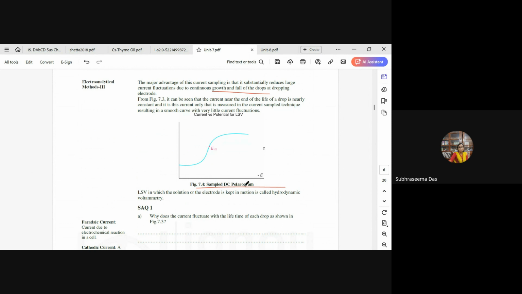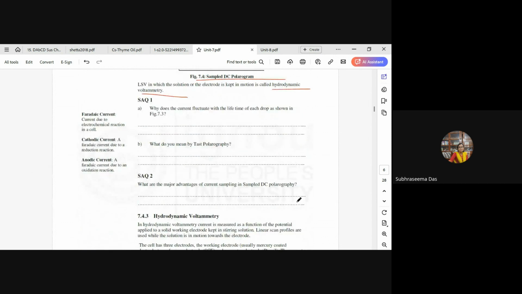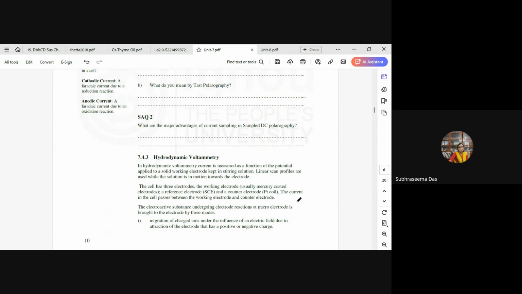So this is the LSV in which the solution or the electrode is kept in motion. It is called hydrodynamic voltammetry. Now coming to the details of hydrodynamic voltammetry. So here in this process, the current is measured as a function of the potential applied to a solid working electrode that is kept in a stirred solution. The linear scan profiles are used while the solution is in motion towards the electrode.